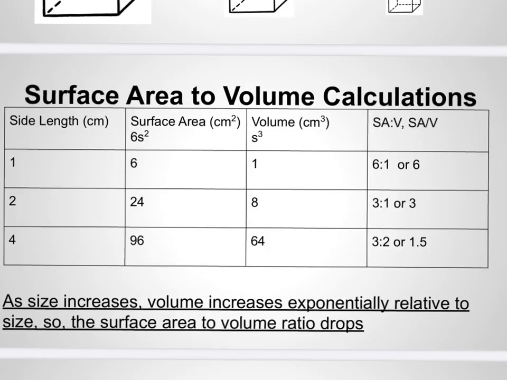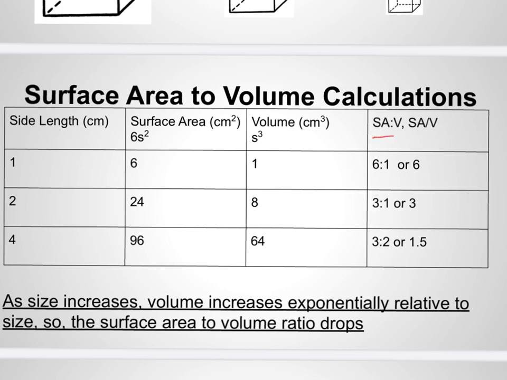So if we do the math here, we can calculate the surface area of a cube by taking 6 times the side length squared, because there's 6 sides on a cube. And we can calculate the volume by taking the length times the width times the height, or the side cubed. So if we do the math, we get these numbers you see on the chart for the surface areas and volumes of our various cubes.